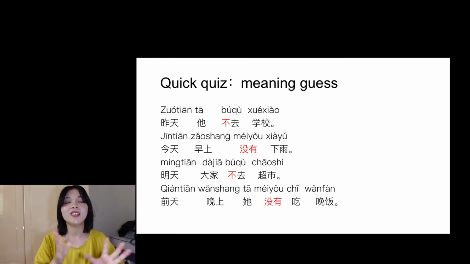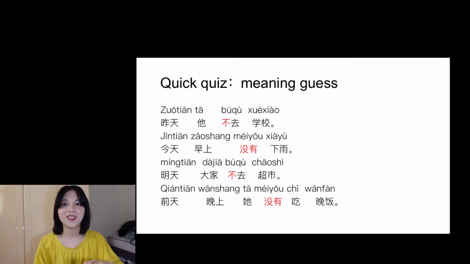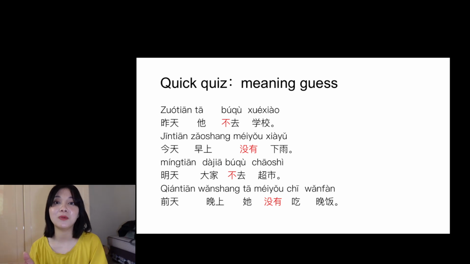So here, in this part, I show a picture here, and you need to guess the meaning. You need to try to guess the meaning of the sentence. Sentence 1. 昨天他不去学校。学校 means school. Now think the meaning of it. We will check later. Sentence 2. 今天早上没有下雨。In the weather video, we learn 下雨 is raining.